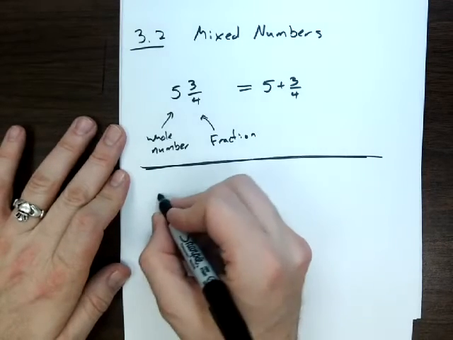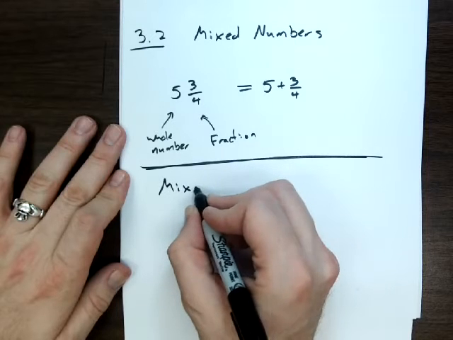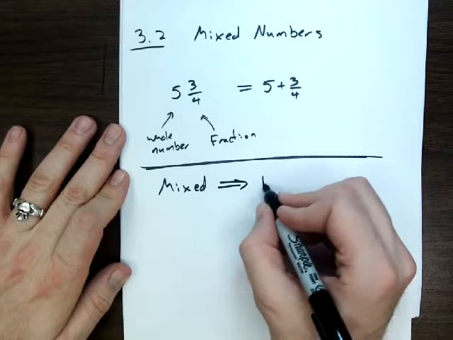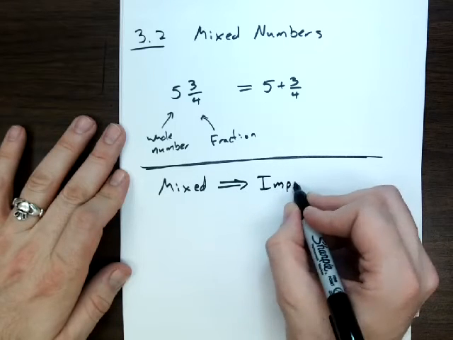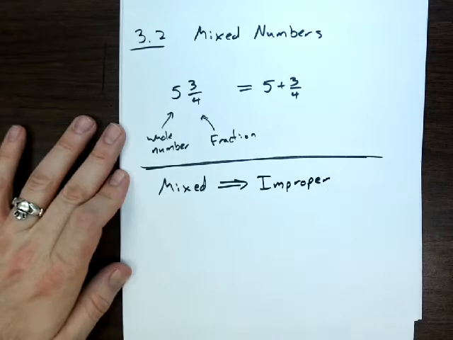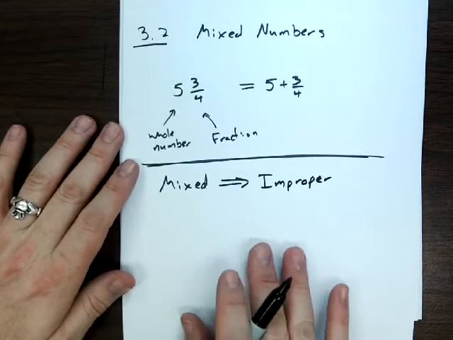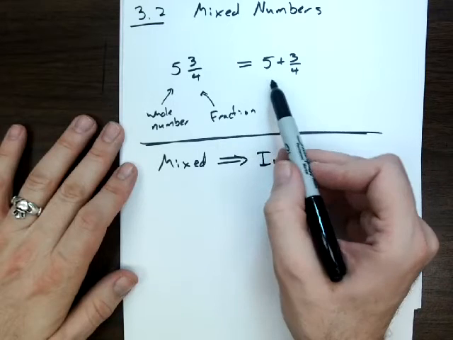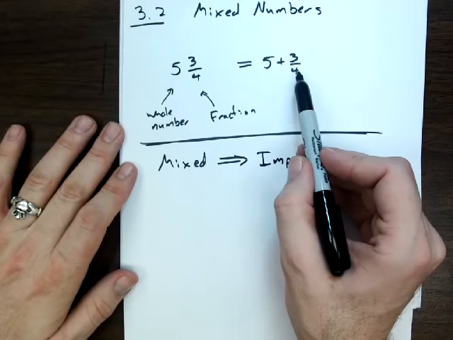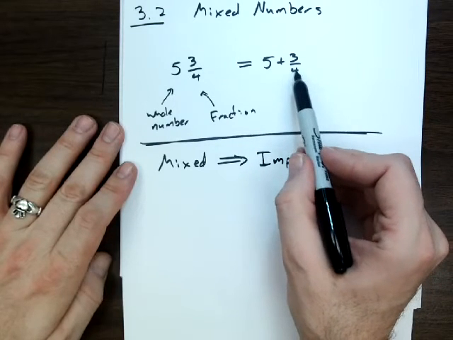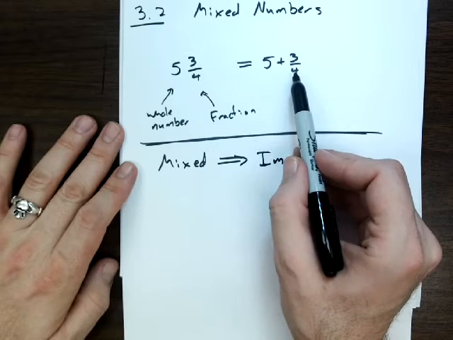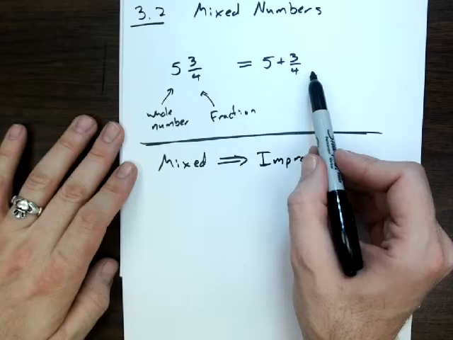So going from a mixed number to an improper fraction is really quite simple. If we really wanted to, we could think of this as an addition and say, oh, well, let's find a common denominator. It would have to be that 4. This would become 20/4 plus 3 and end up with 23/4.